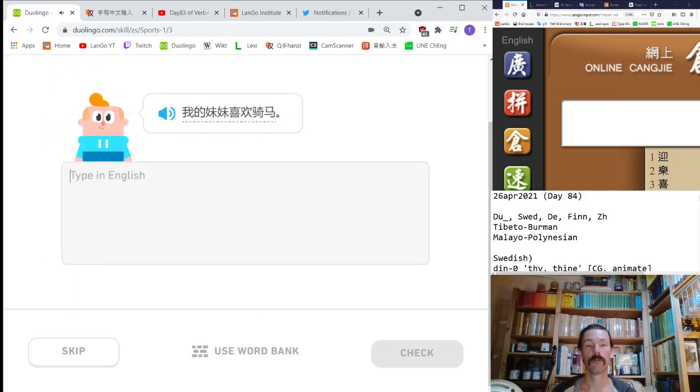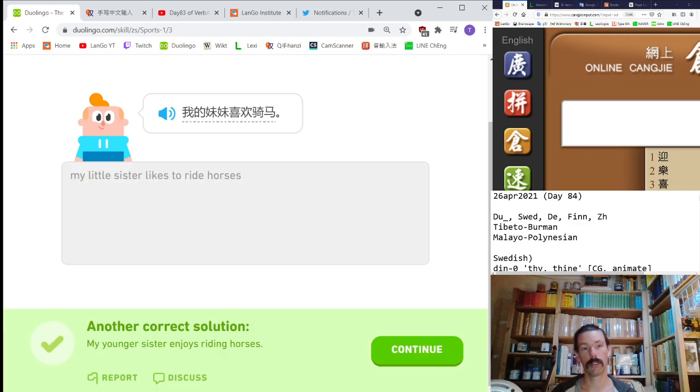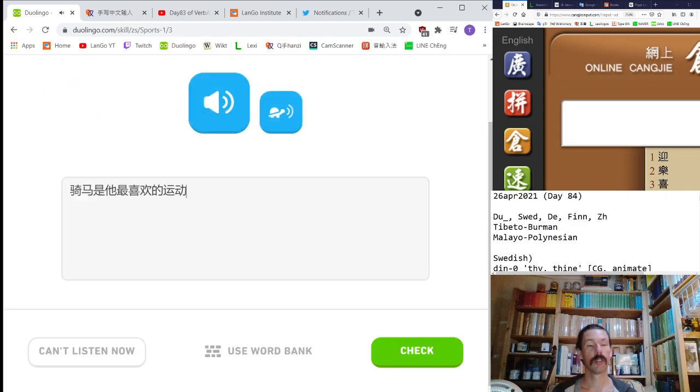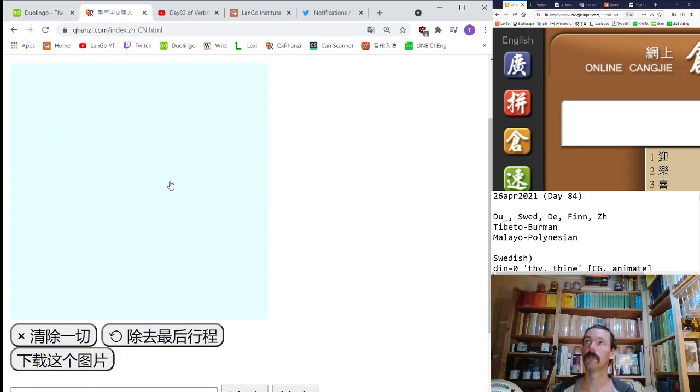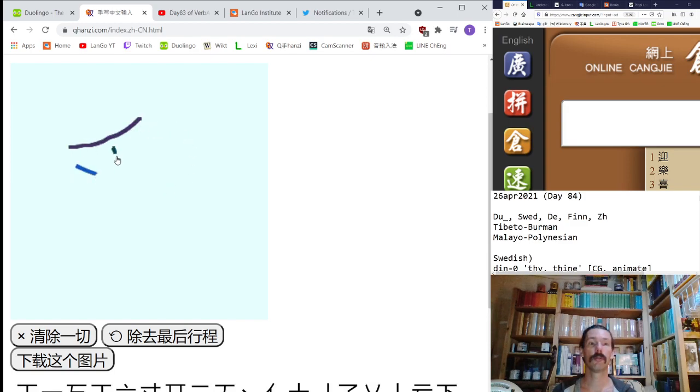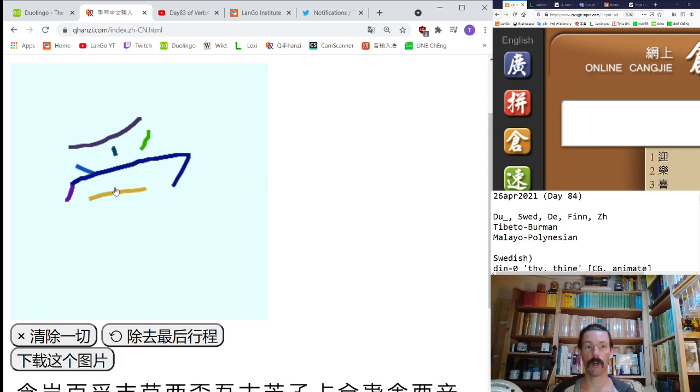我的妹妹喜欢骑马. My little sister likes to ride horses. 骑马是她最爱的运动. Let's replace that with 爱. So the simplification writes 爱. Gotta recall there. What does it write? It's still this B thing on top. But then it's another B. And then yo. Is that right?